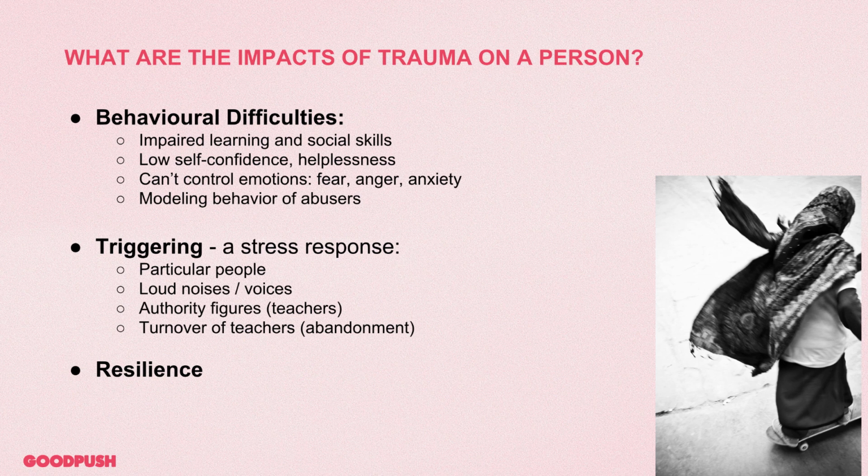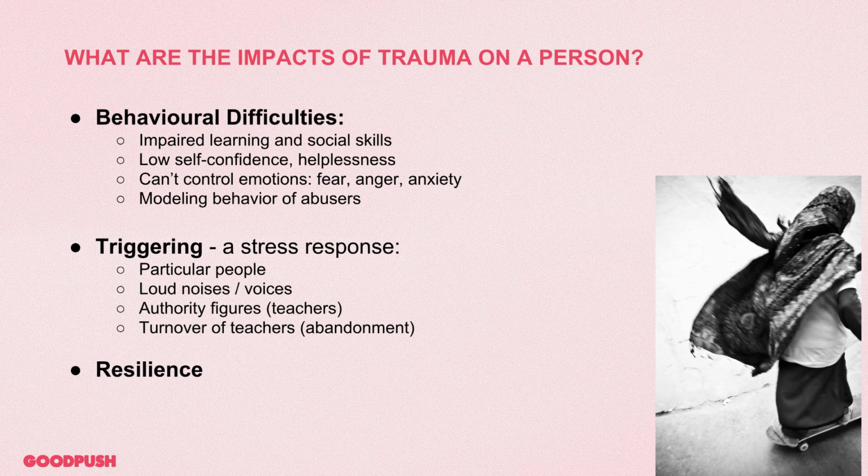Some examples of behavioral difficulties you might see would be impaired learning and social skills, low self-confidence, inability to control emotions, so getting really angry or really anxious, and modeling the behavior of abusers, so being very violent or perhaps acting sexually inappropriate, especially for their age.